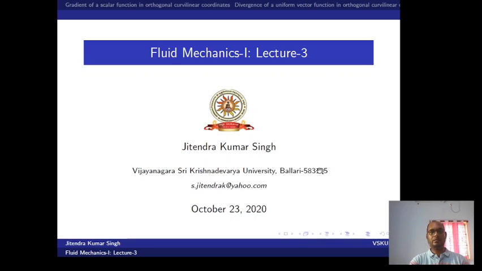In the last class, we discussed some vector identities. We discussed some vector integral theorems, orthogonal curvilinear coordinates, and the arc length in the orthogonal curvilinear coordinate system. Now in this lecture, we shall discuss the gradient of a scalar field, the divergence of a vector field, and the curl of a vector field in an orthogonal curvilinear coordinate system.